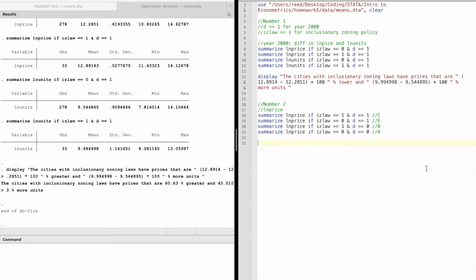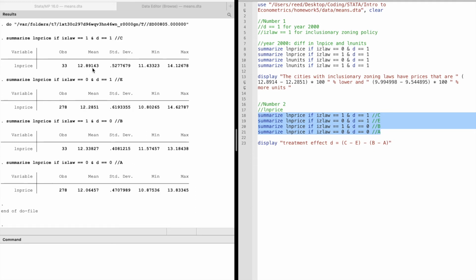And we have to calculate the treatment effect D is equal to C minus E. Remember, we need parentheses here. Minus B minus A. So if we run all these, we're going to get 4 values, C, E, B, and A. So we're just going to plug those into our formula.